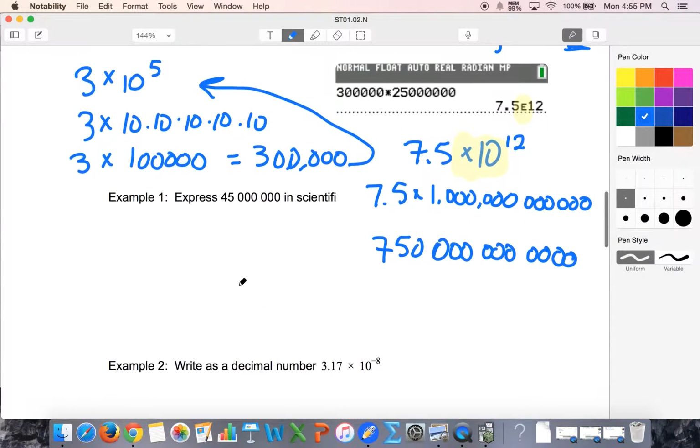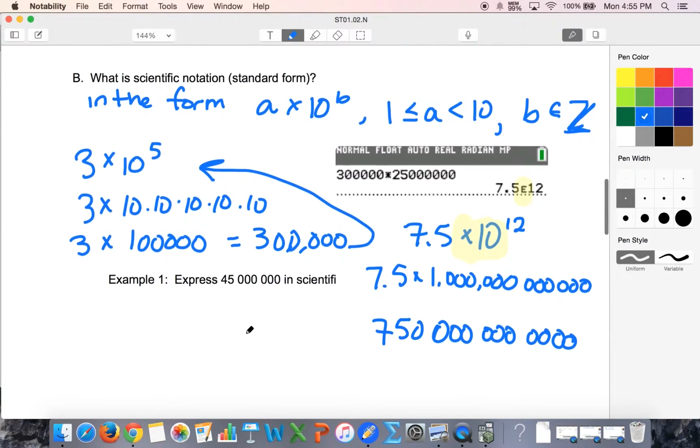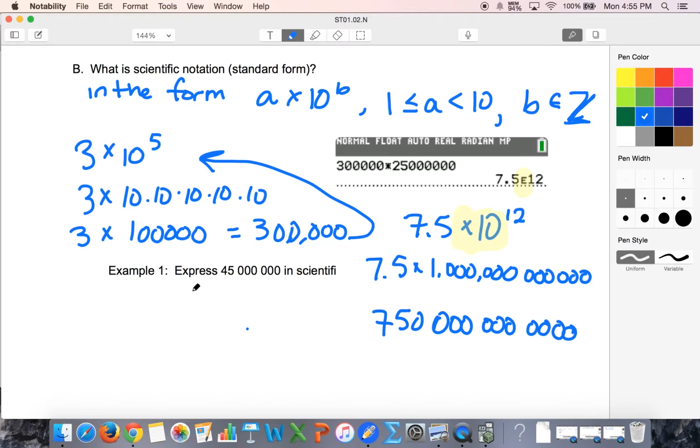So I'm going to stop the video here with the definition of scientific notation and do another video with these two examples. See you there.